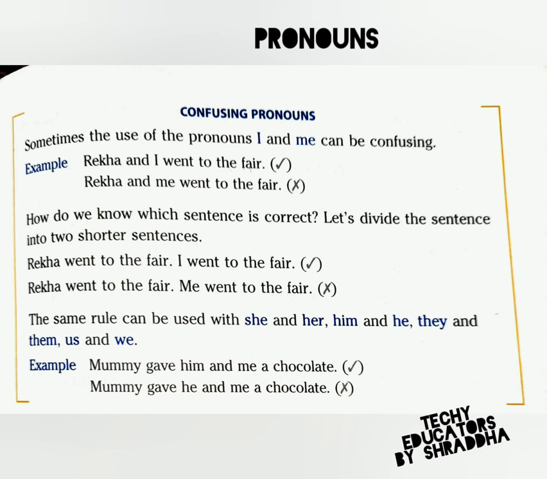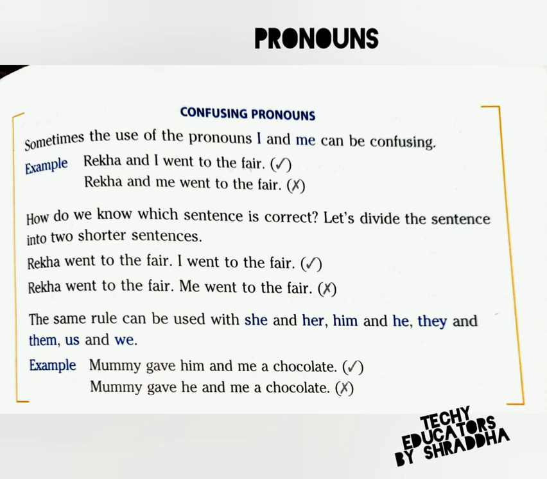Now we'll talk about confusing pronouns. Sometimes the use of pronouns I and me can be confusing. See the example: Rekha and I went to the fair. Rekha and me went to the fair. In these sentences, the first sentence, Rekha and I, is correct and Rekha and me is incorrect. So the first sentence will be correct.